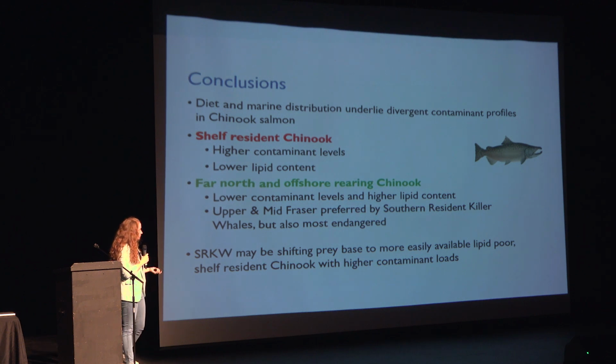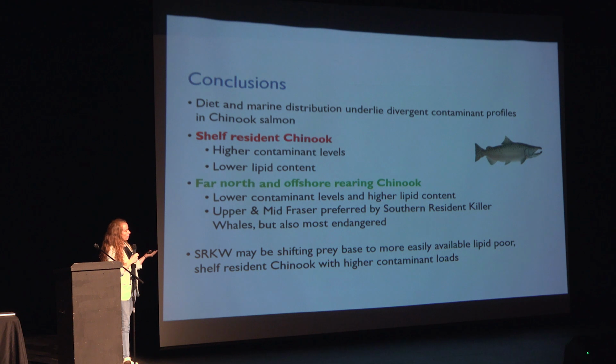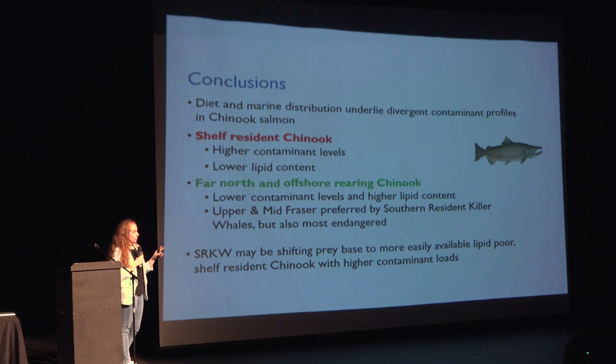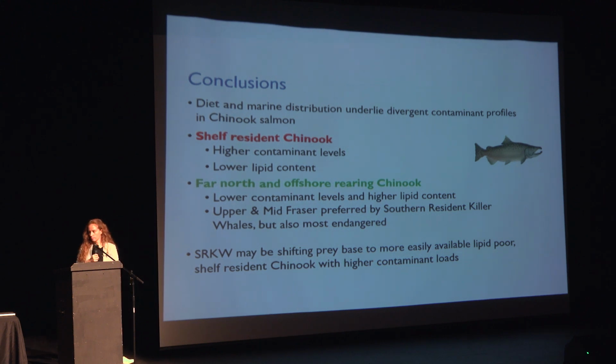So what we hypothesize, towards the end of looking at all of this data, is that the southern residents aren't around in their summer core habitat when the upper and mid-Fraser salmon should be coming back to spawn. They're shifting their prey base and coming back when the shelf residents are coming back to spawn, and they're eating these lipid-poor, higher contaminant level Chinook salmon.